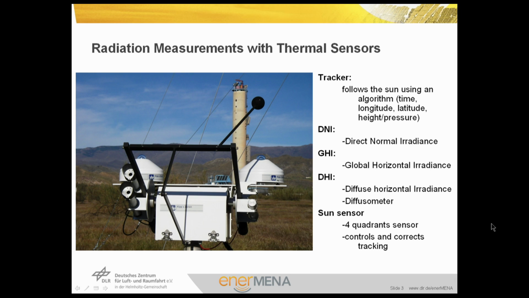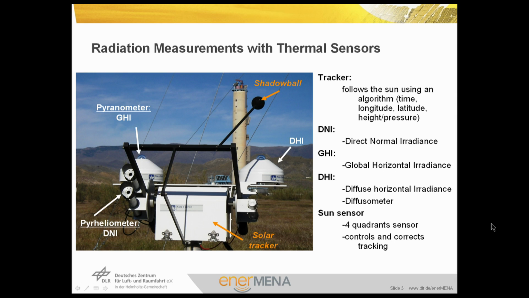We can measure radiation with thermal sensors. In this picture we see a solar tracker. The tracker follows the sun using an algorithm. The input for the algorithm is the time, the longitude, the latitude, the height and the pressure for the special site. The DNI is measured with a pyrheliometer. GHI is measured with a pyranometer. And DHI is measured with a pyranometer that is mounted behind the shadow ball.